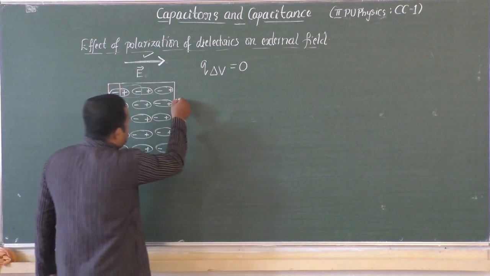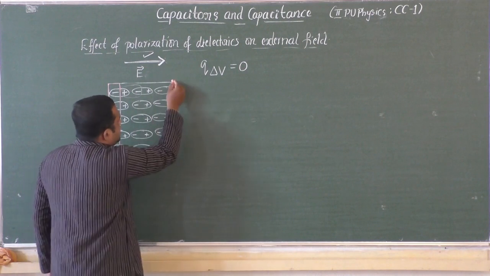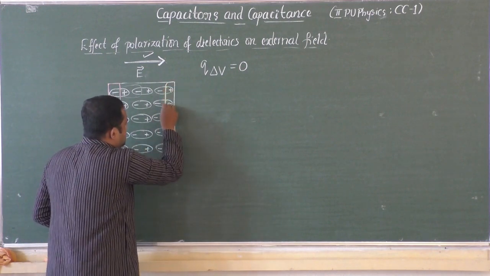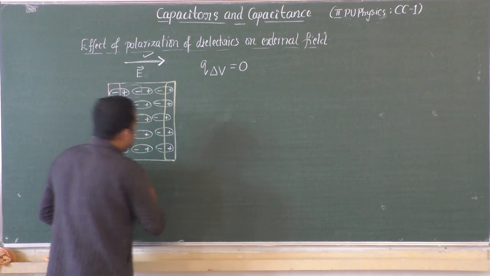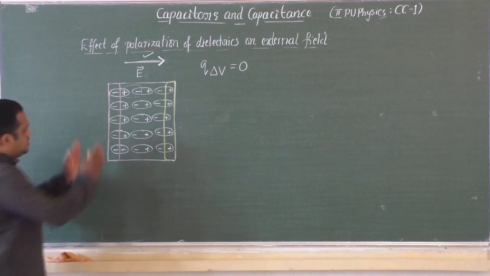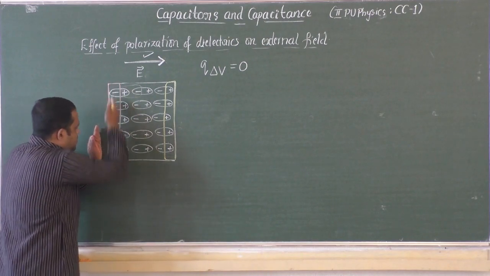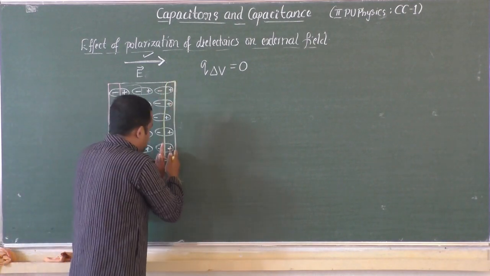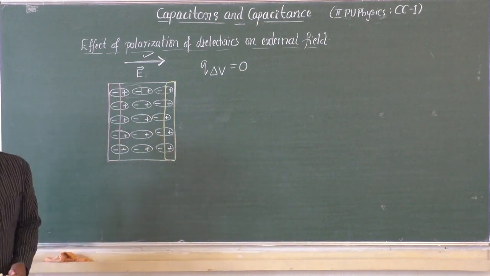If you consider the other surface which is perpendicular to the electric field, on this side there is net accumulation of positive charge. Sorry, it is not negative, it is positive charge. So on this surface of the dielectric, there will be net accumulation of negative charge due to polarization, and on this surface there will be net accumulation of positive charge due to polarization.